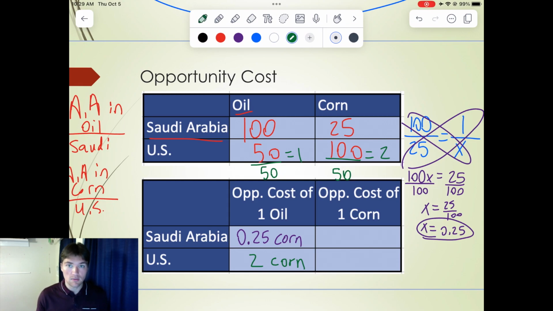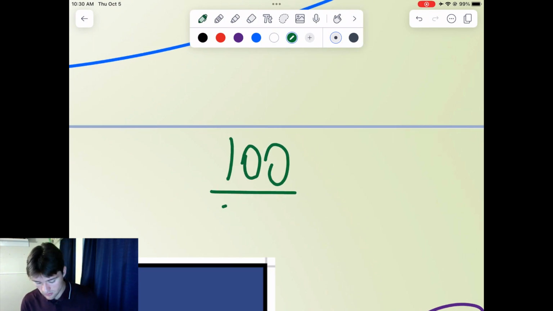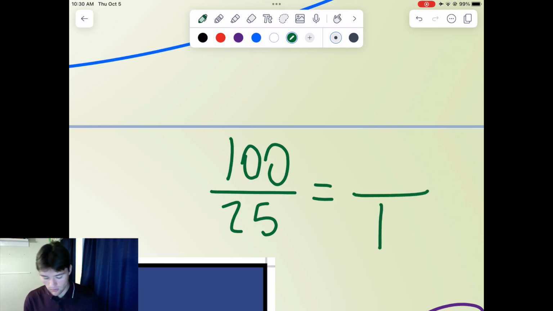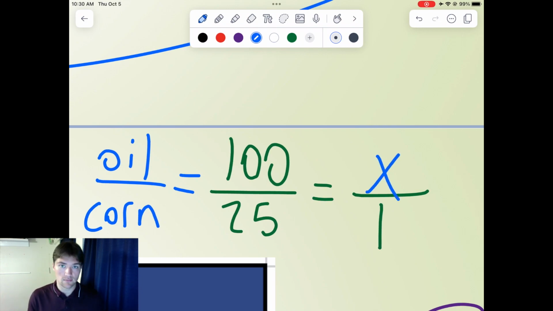Let's do the same thing for the other side. Same process, but now we're trying to find the opportunity cost of 1 corn. So for Saudi Arabia, they can either do 100 oil or 25 corn, and we want the opportunity cost of 1 corn. If you don't remember proportions, remember all you do is you have oil on top, corn on bottom, and all you're doing is putting out what you want. They can do 100 oil or 25 corn. If you had 1 corn, how many oil can you do?